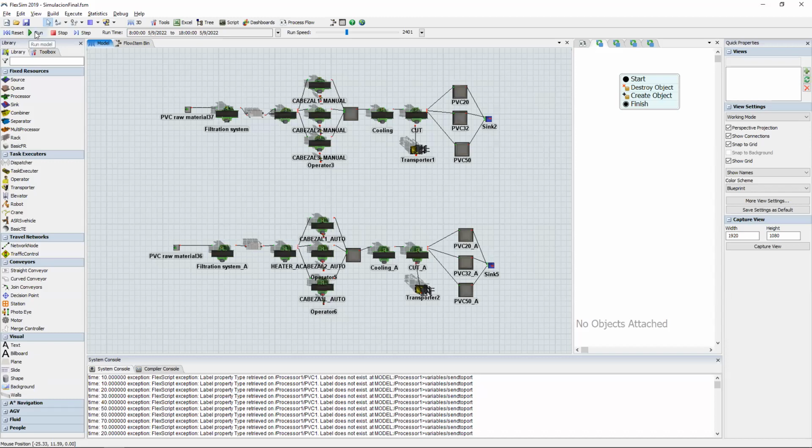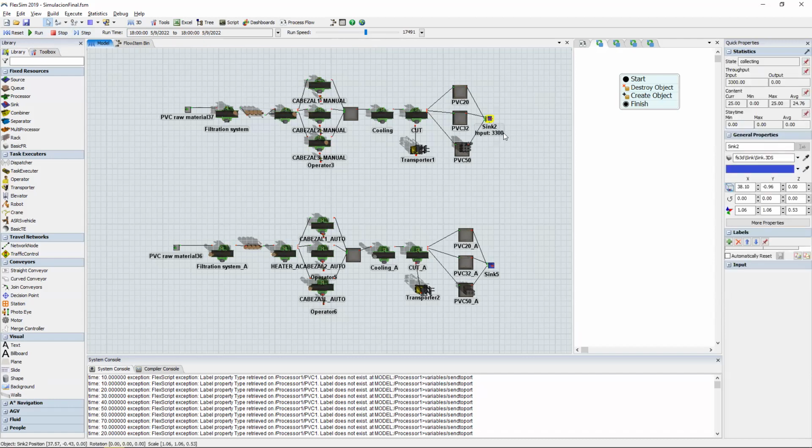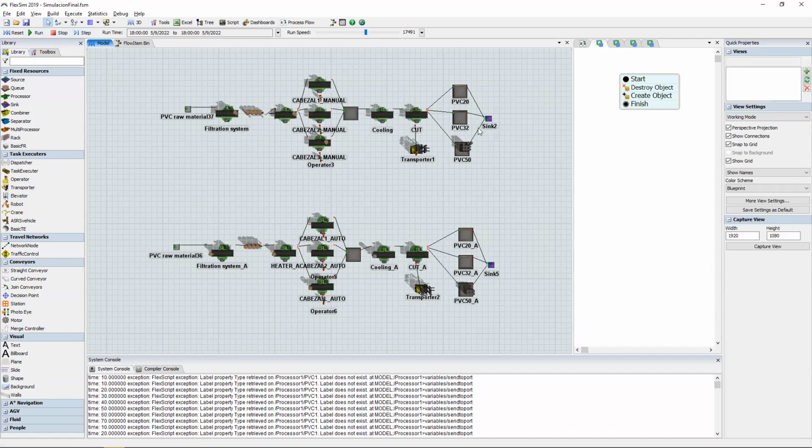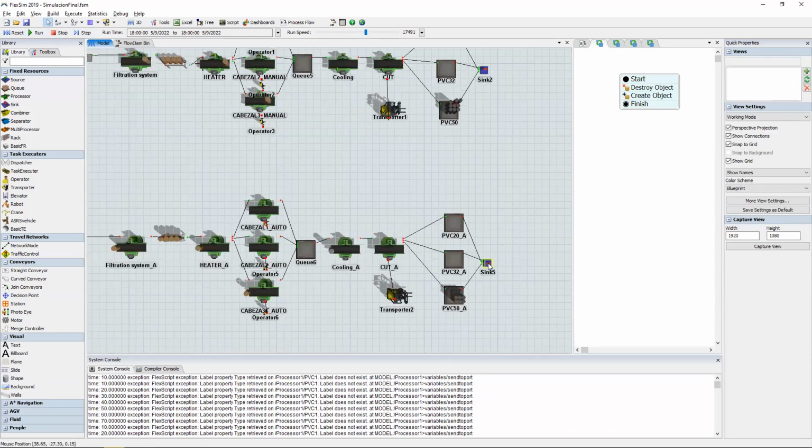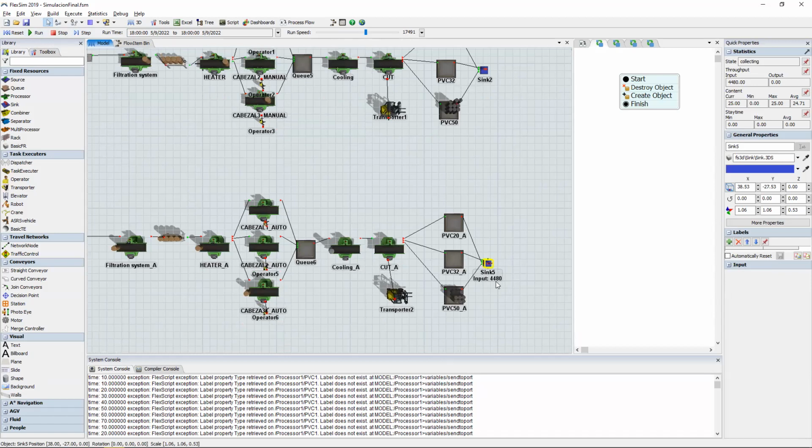Okay, well, this is the simulation with manual head and automatic head. Here you can see the quantity for the manual head and the quantity for the automatic head. Thanks.